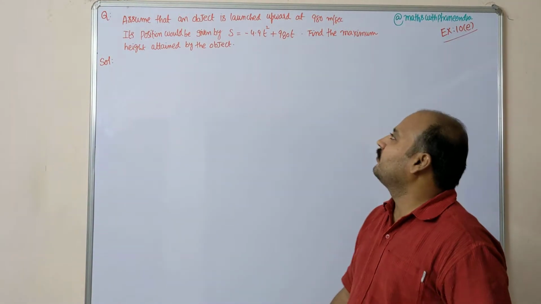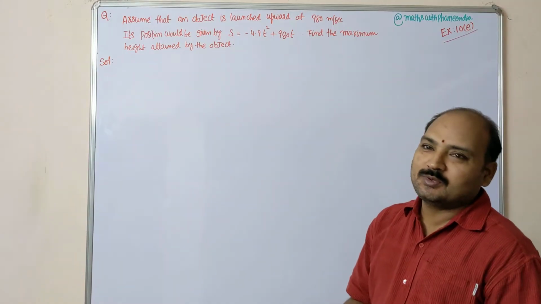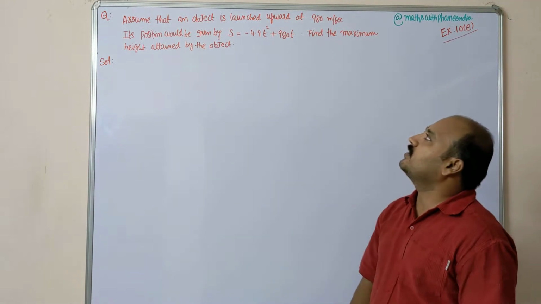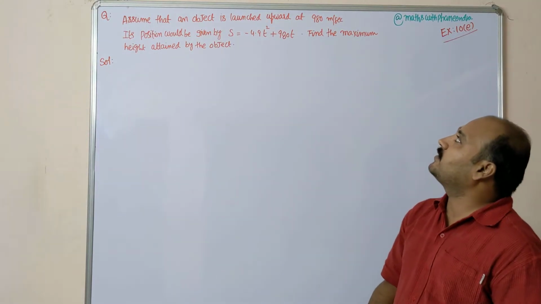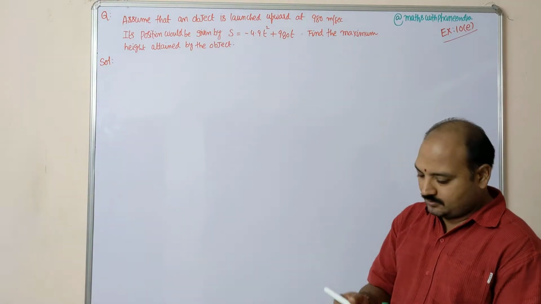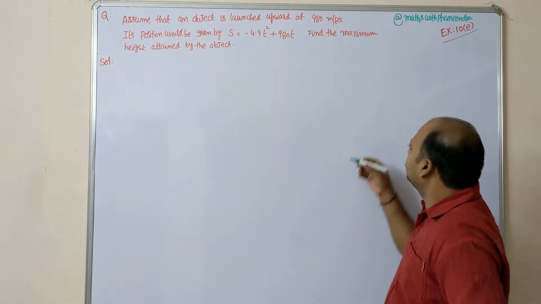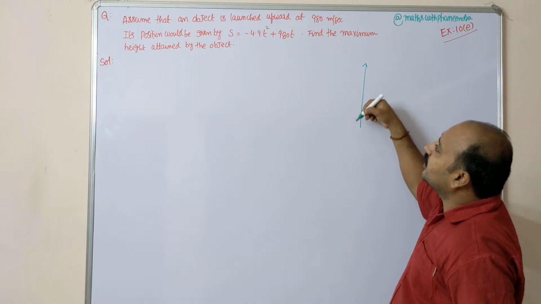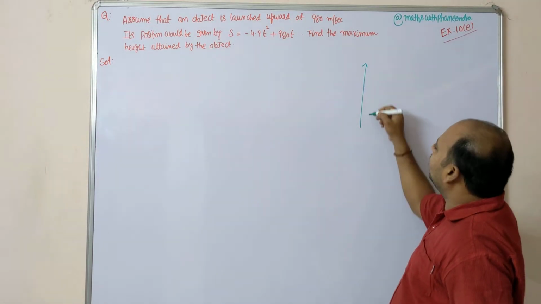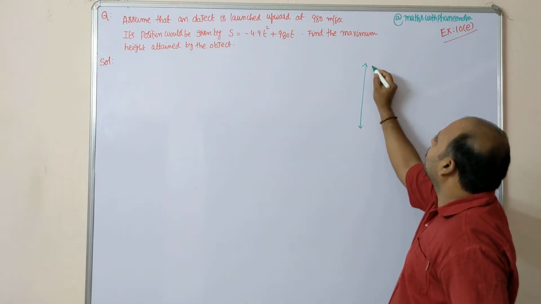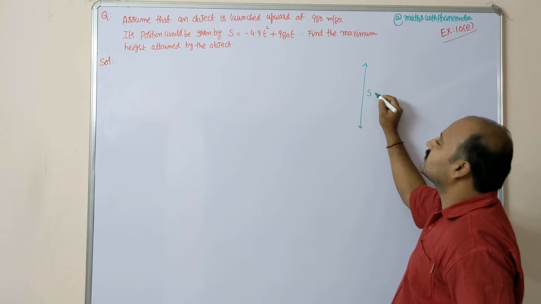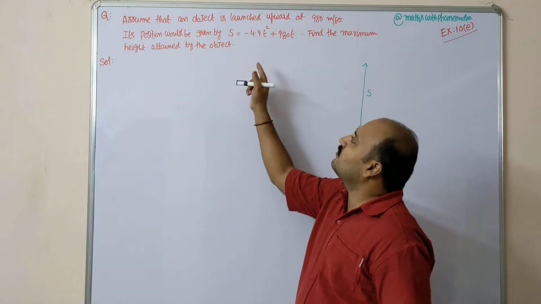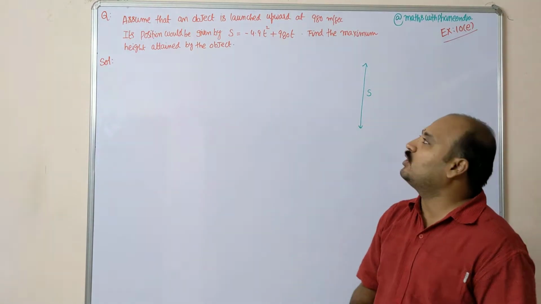The next question. This question is related to a little physics. Assume that an object is launched upward at 980 meters per second. So that means, like this upward, an object was launched somewhere. It is moving like this. So from here to here, the distance you can take as S. That S only is given. Its position would be given by S equal to.